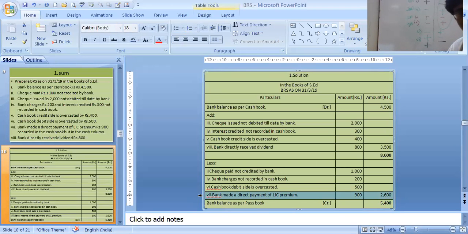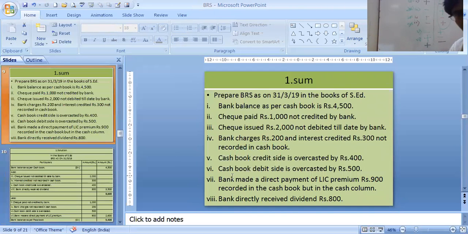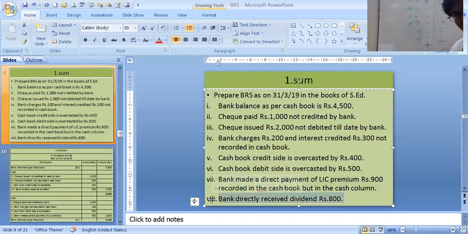We have no information. And the last one, bank directly received dividend of 800. The bank has received a dividend of 800, which means the bank balance has increased. See over here, the bank balance is increased, and we don't have the information. We have not recorded it yet.